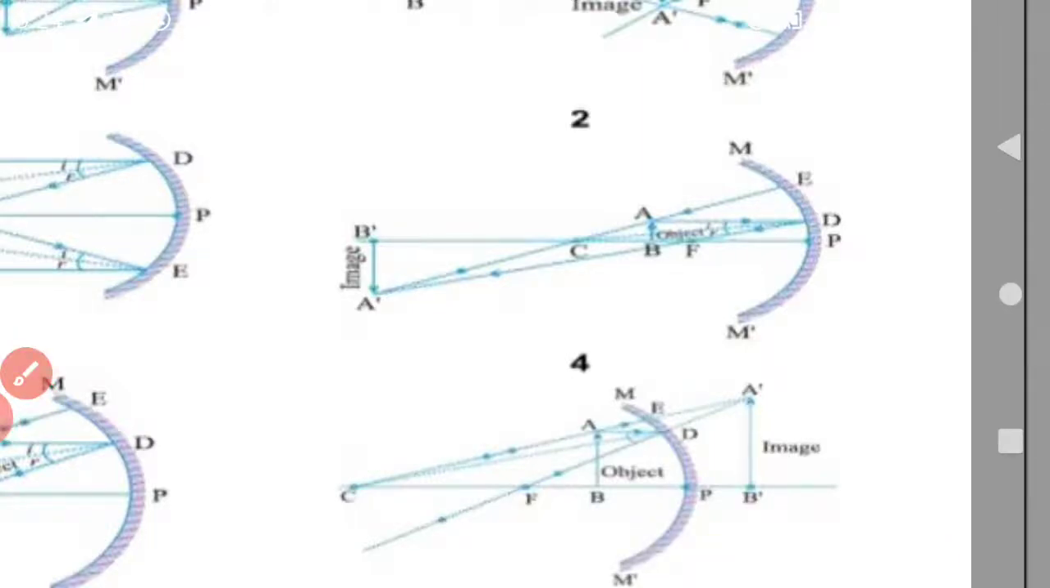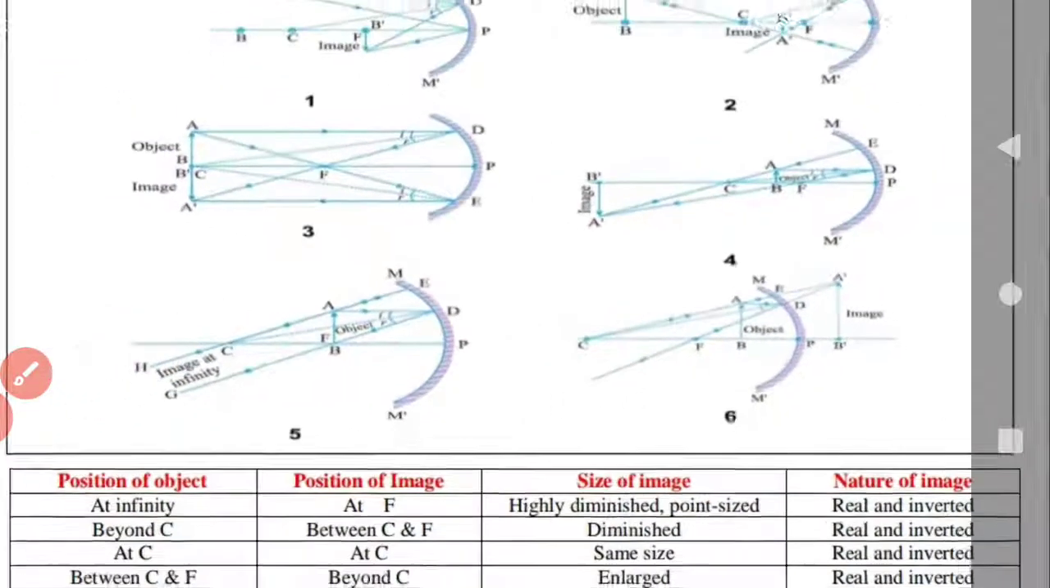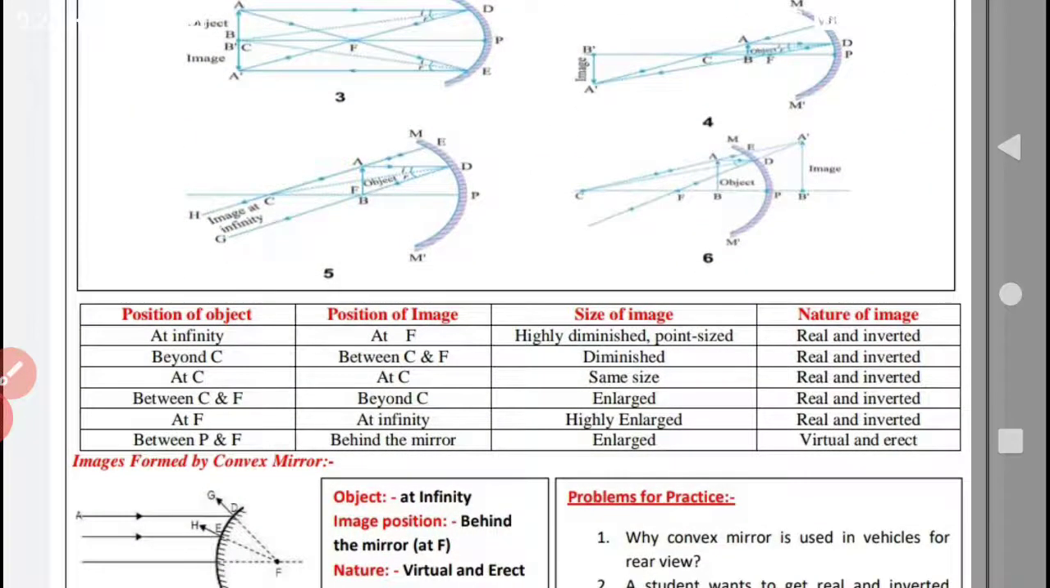Then after this, fifth one, that is if the object is placed at C, what is the position of the image? It is infinity. You can see here the image is formed at infinity.